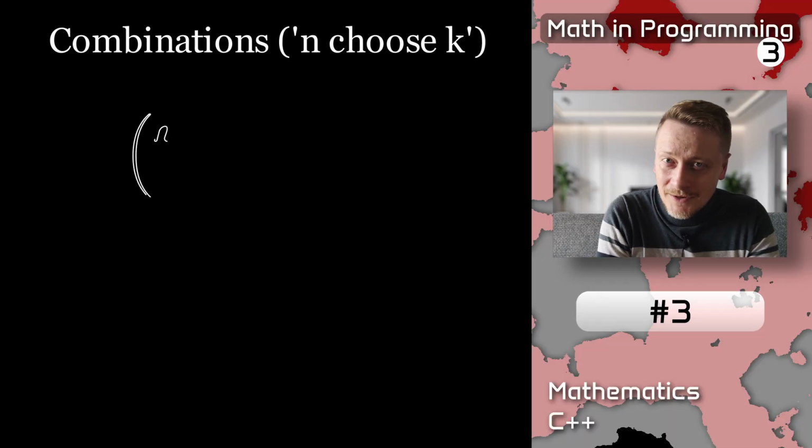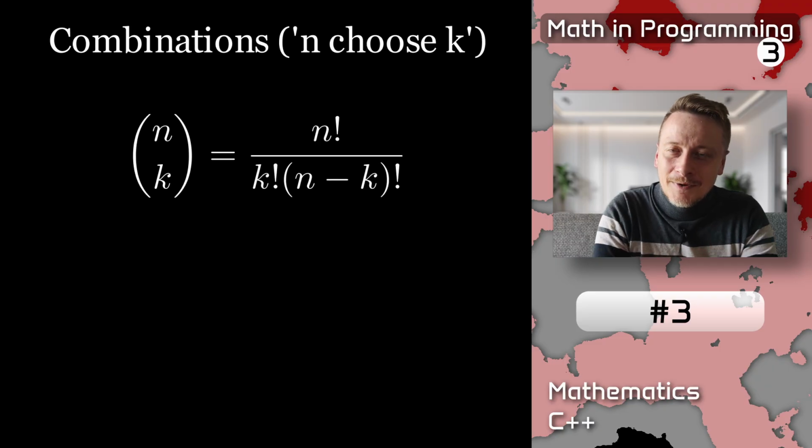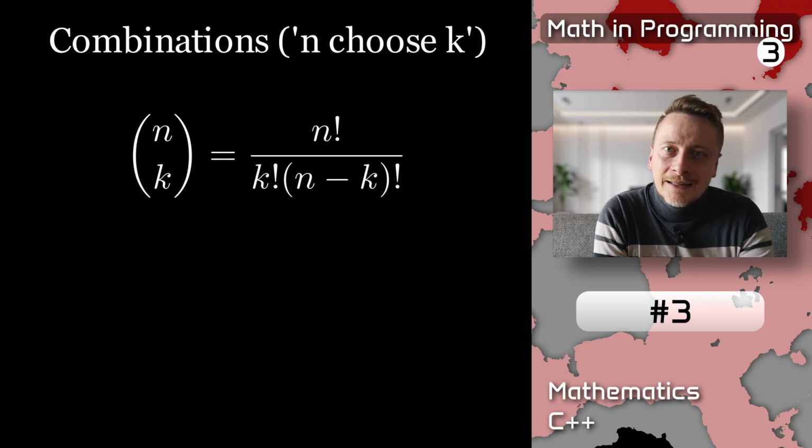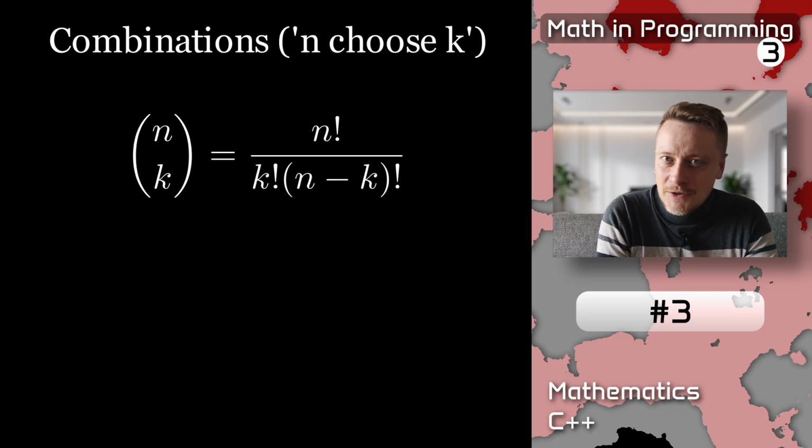Remember the factorial function from our last episode? We use it for counting permutations. Let's build on it to solve an even more common problem, counting combinations. This is the binomial coefficient. It tells us how many ways we can choose k items from a set of n items where the order doesn't matter. The formula relies entirely on factorials.